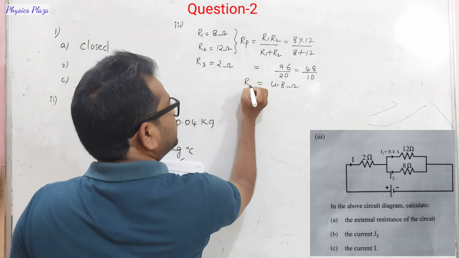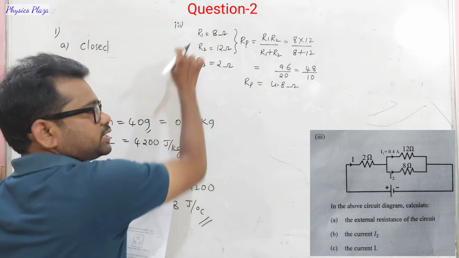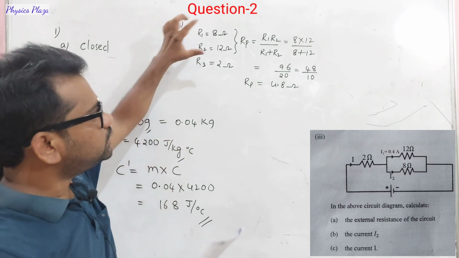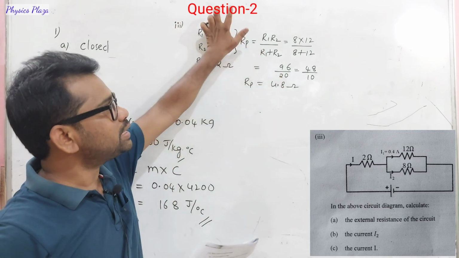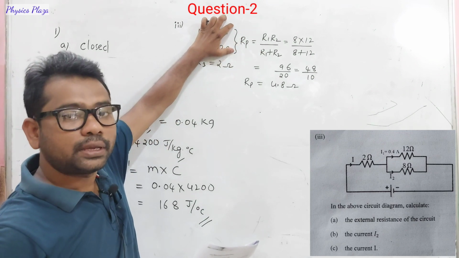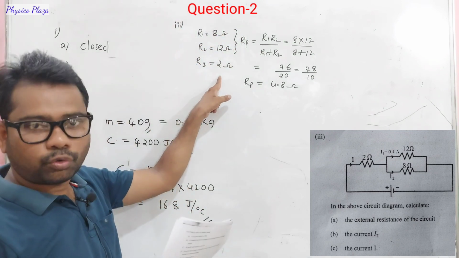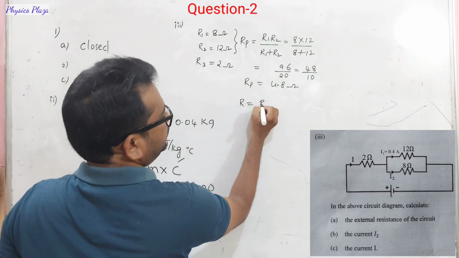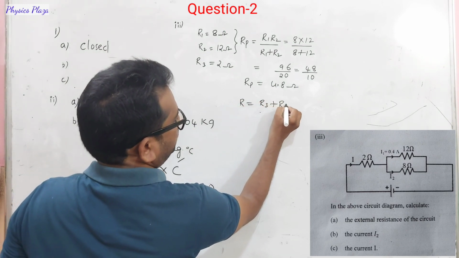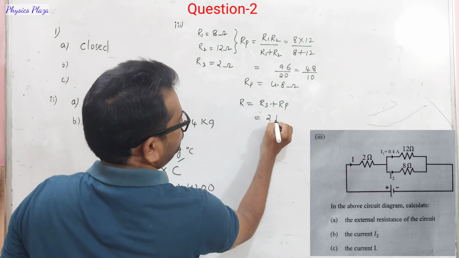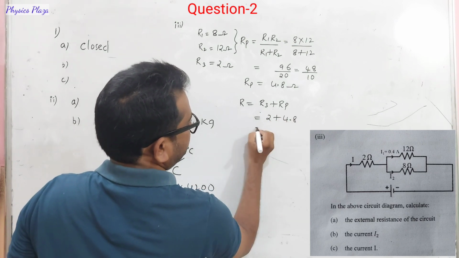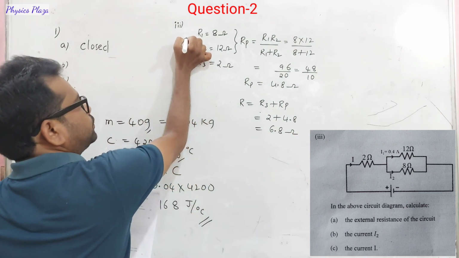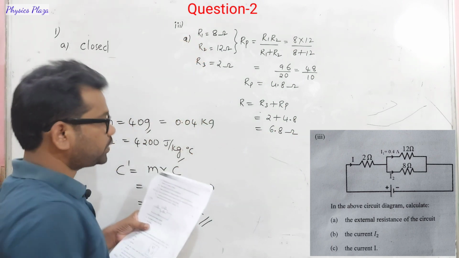Children, that is only for these two resistors. But according to the circuit given, the resultant of these two resistors is in series with this 2 ohm. So finally, the external resistance R is equal to R3 plus Rp. So it is 2 plus 4.8, which is 6.8 ohm. Fine, the first bit A is over.